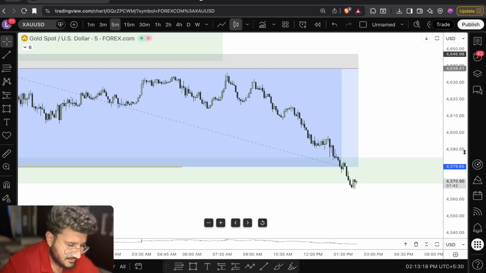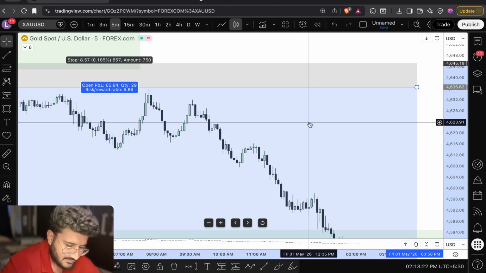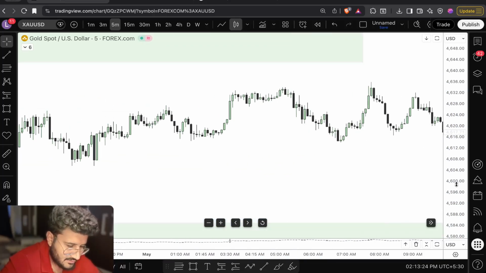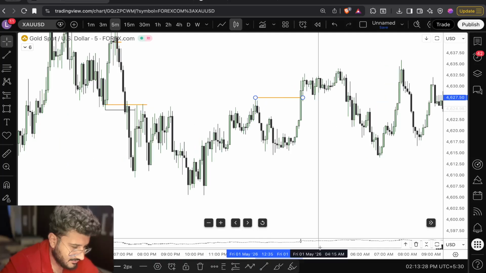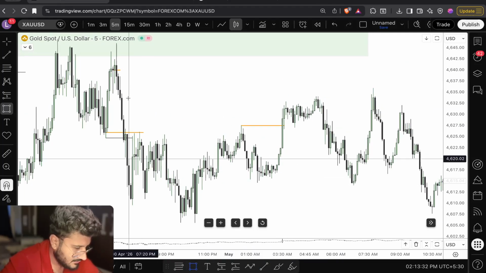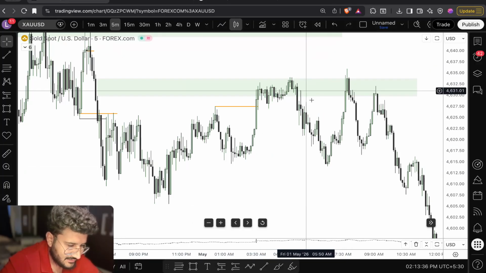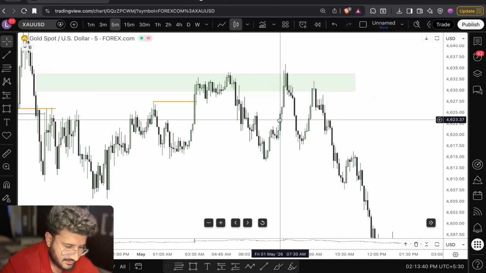So market has a range. If I remove this, see, this was my high, right? Market took out. Ultimately, it tapped inside this FVG, right? So this was still being respected. Again, market took out the liquidity, then went to the downside, did not break.